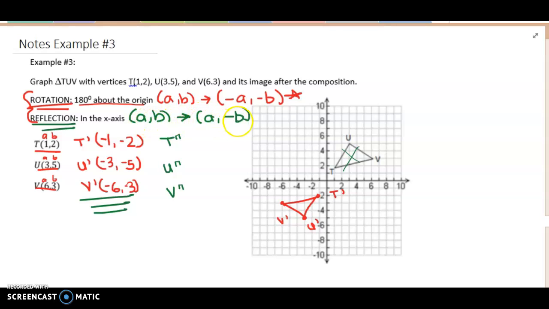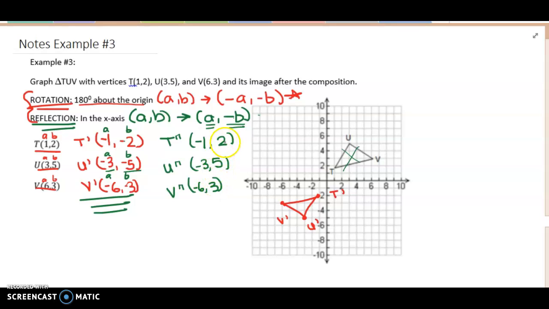Okay, so my (A, B) goes to (A, negative B). So my A is here, my B is here. The first coordinate is just the same as what it was before. Nothing changes. So I start with negative 1, negative 3, and negative 6. Now my B, I'm going to change sign. If it's negative, it'll become positive. Positive, it'll become negative. So my negative 2 becomes a positive 2, my negative 5 becomes a positive 5, and my negative 3 becomes a positive 3.